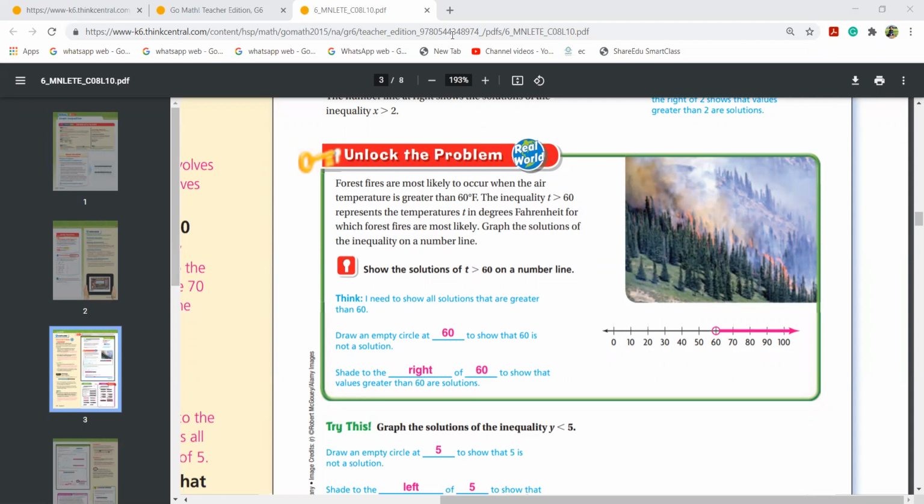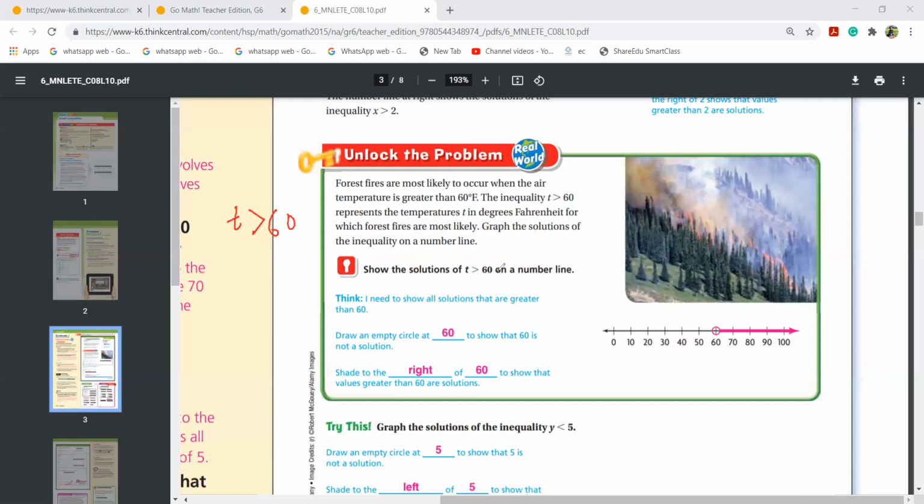Forest fires are most likely to occur when the air temperature is greater than 60°F. The inequality T > 60 represents the temperature T in degrees. So when you read here, temperature is greater than 60. So temperature is represented by T greater than 60. I will write T > 60. And F is of course the Fahrenheit, for which forest fires are mostly likely. We have the solution there.